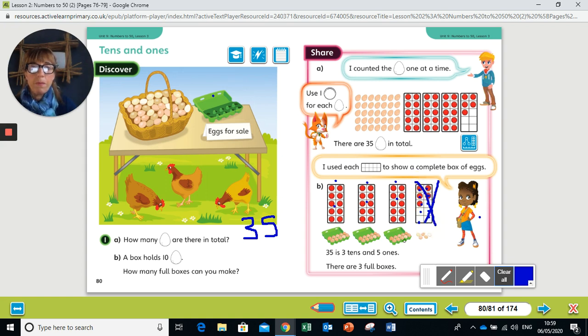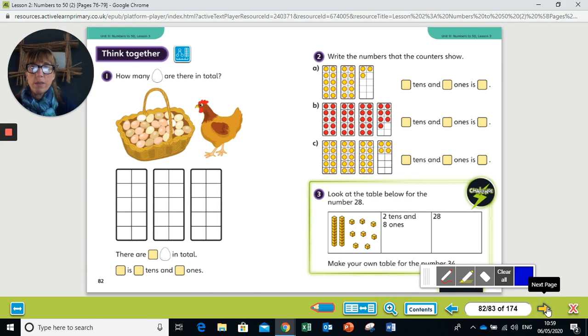So that box isn't full. How many boxes can we fill up with 35 eggs? Yeah, we can fill up 3 boxes with 10 eggs in each box. There's 10 in there, 10 in there, and 10 in there. And 35 is 1, 2, 3 10s and 5 1s. So our number sentence is, there are 3 full boxes. Well done. Let's go on to the next question.